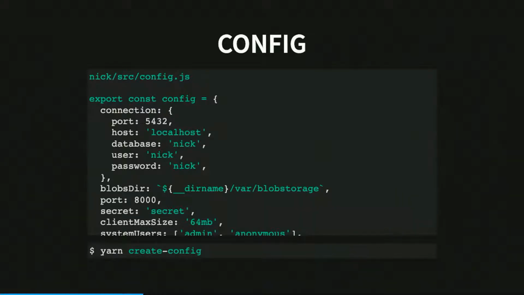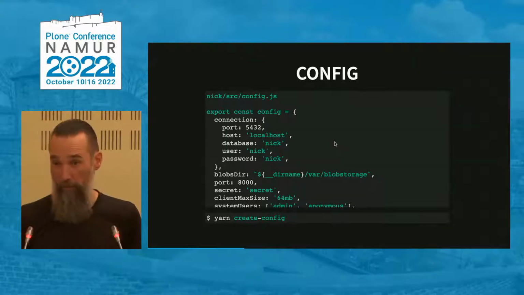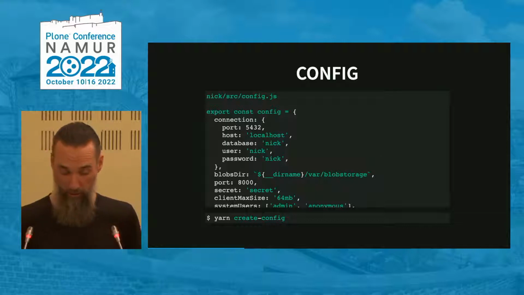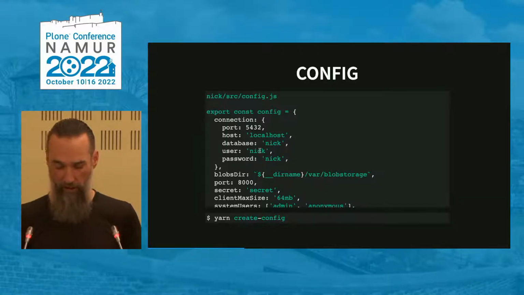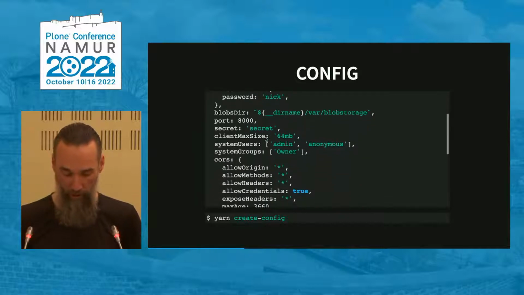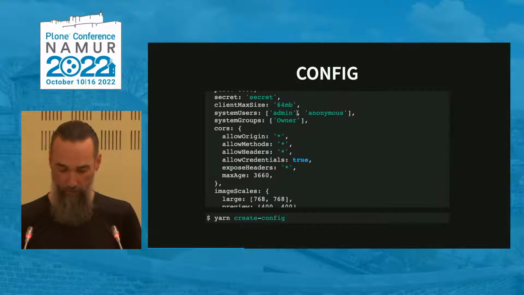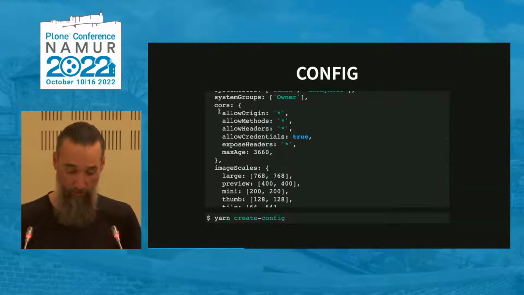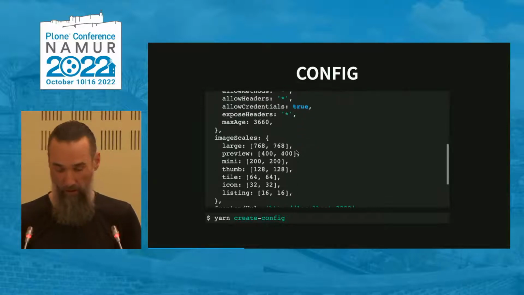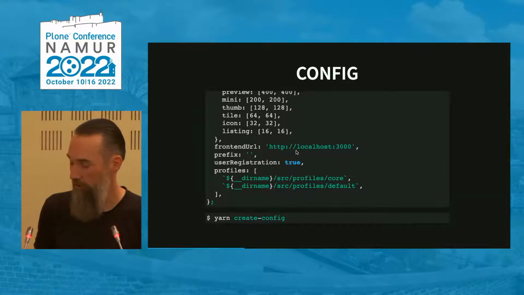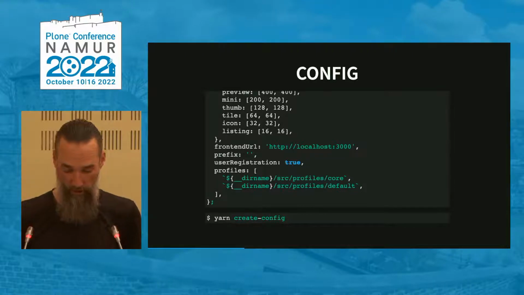For the rest, same as in Volto, we have a config file with all the configuration data in there. There's a template which you can create with create config. You just copy over the template and fill in the details, or if you use the Yeoman generator, it will also just put it there. Basic stuff in there, like your database connection setup, where your blobs are located, what the secret is for your password generation, what the system users are, CORS setup, your image scales, well, basically all the things you would expect in the configuration to be there.